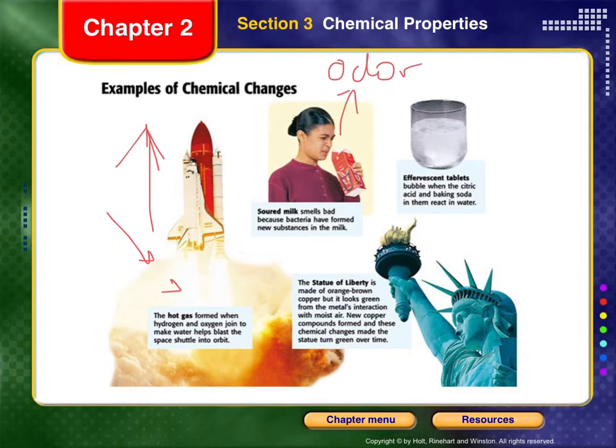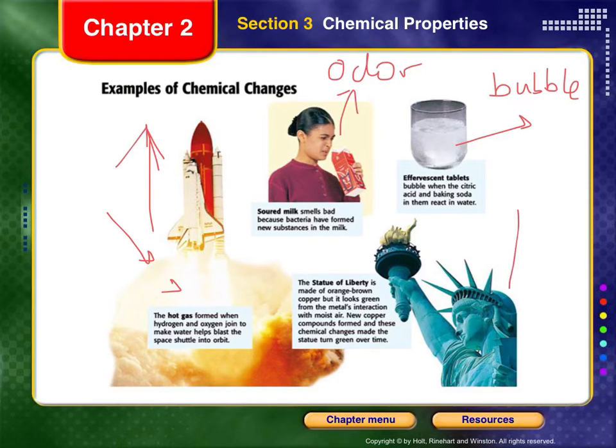Boom, right there. We've got bubbles here forming from effervescent tablets. So Alka-Seltzer, some of the other bubbling tablets, right? So I'm going to write down bubbles here. It's a production of carbon dioxide, right? So we have a new substance being produced based on that reaction.